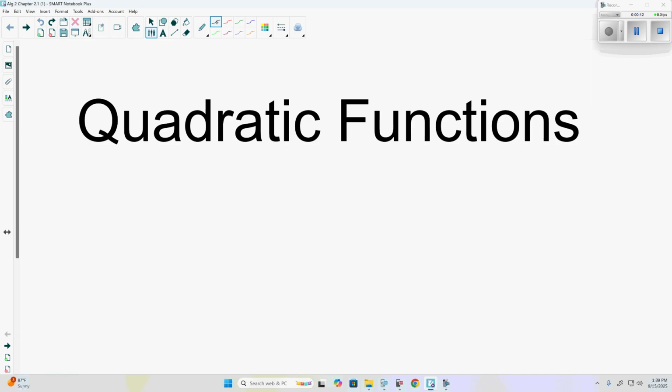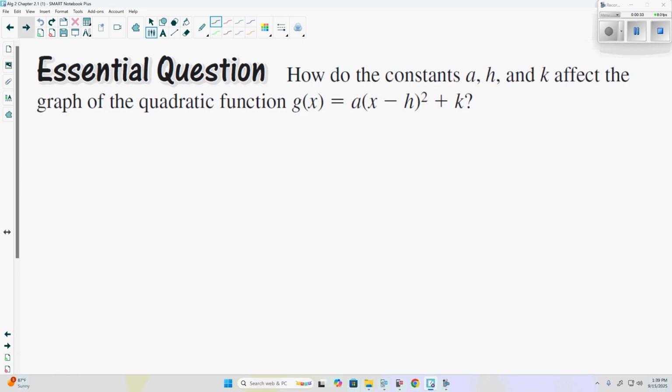What we're starting today is chapter 2. Now, the nice thing about chapter 2, unlike chapter 1, is that it's going to stick on one topic. We're only going to be talking about quadratic functions. Really, chapters 2 and 3 are going to cover quadratic functions. The first thing we're going to talk about with quadratic functions is transformations. So we're going to hit transformations again.